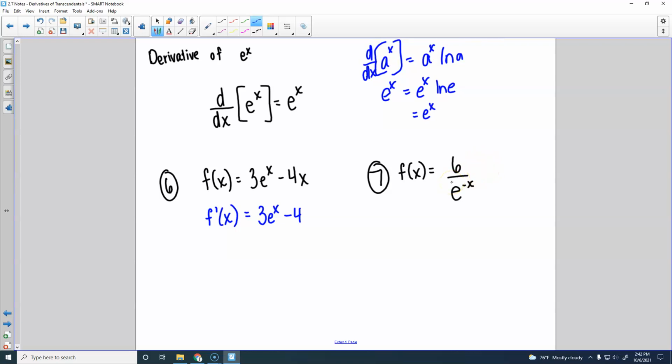All right, now this one, because I've got that fraction, what should I do before I take my derivative? 6. And that is your derivative.